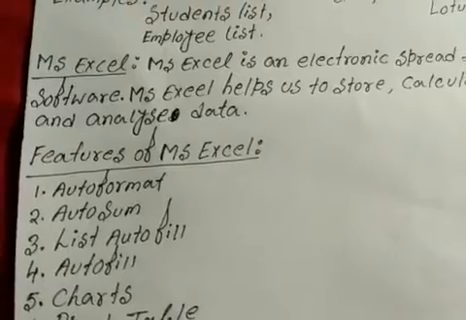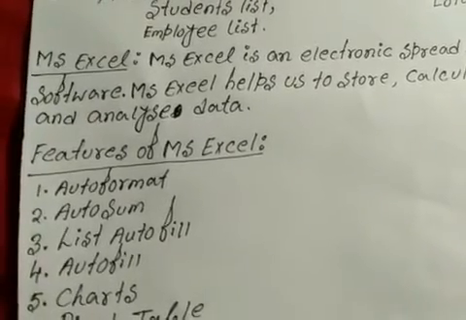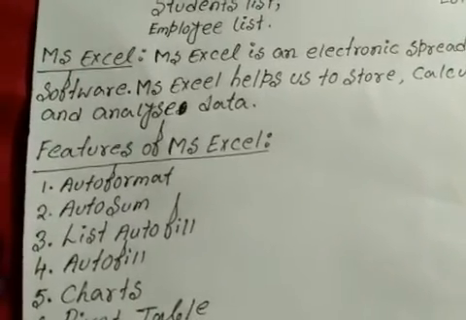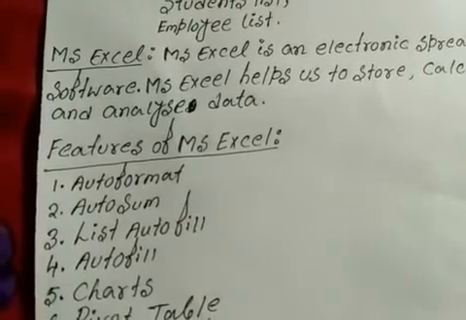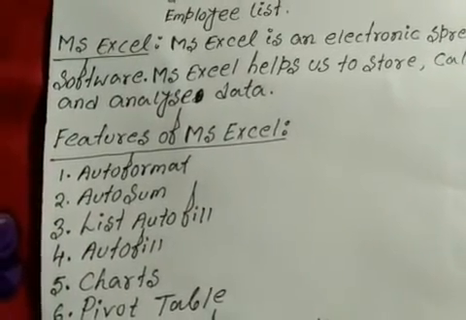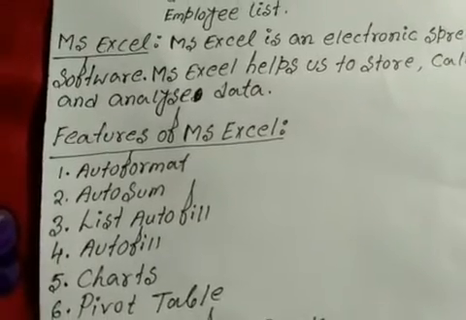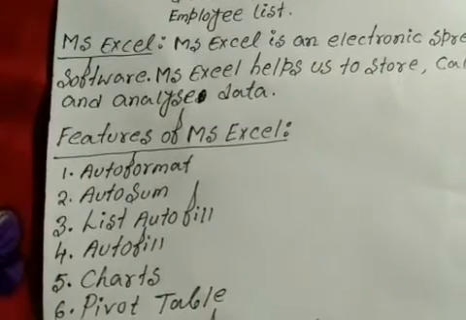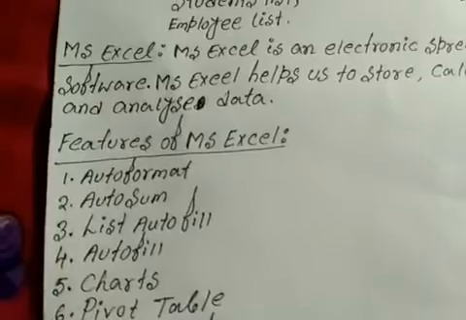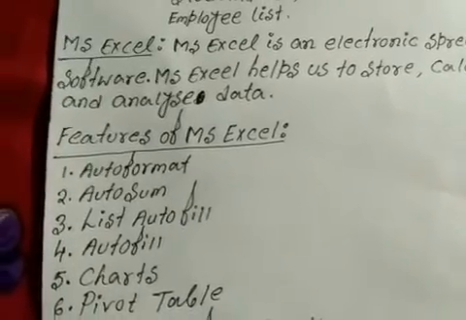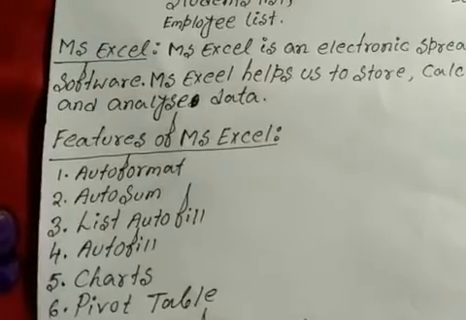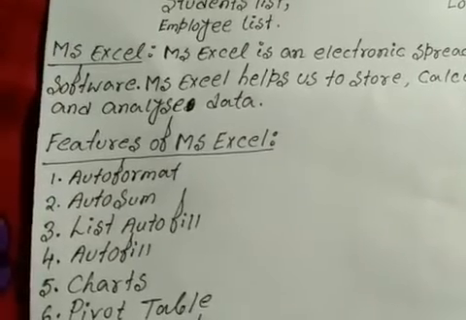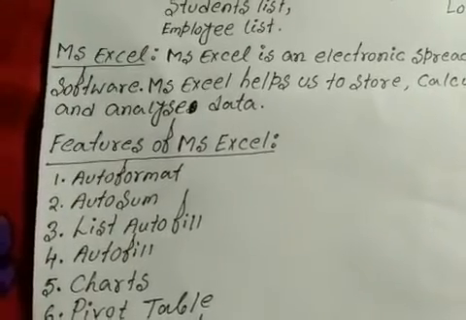First, auto format. It lets us apply predefined table formatting options. Then auto sum. It helps us add the numeric contents of a cluster of adjacent cells. Suppose we want to add any 5 values of adjacent cells, we can easily do it by the AutoSum feature. Then list autofill. It automatically extends cell formatting when a new item is added to the end of a list.